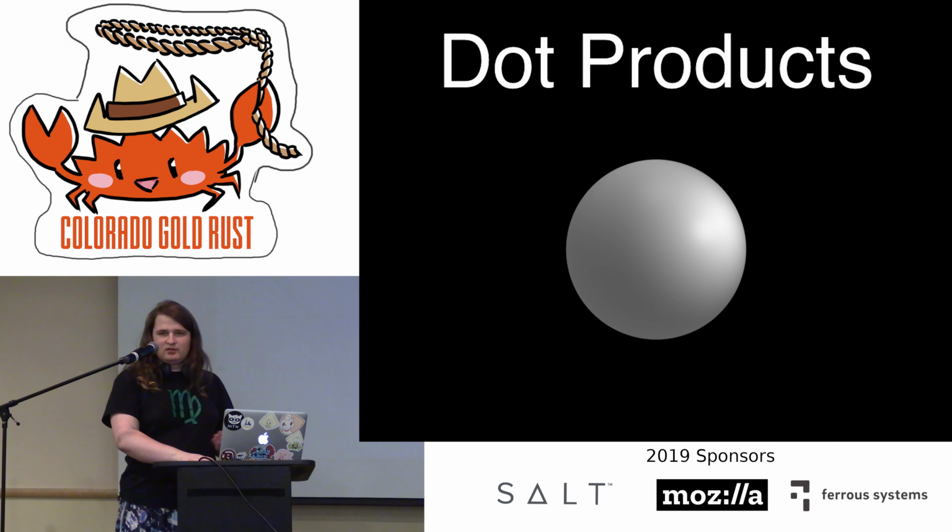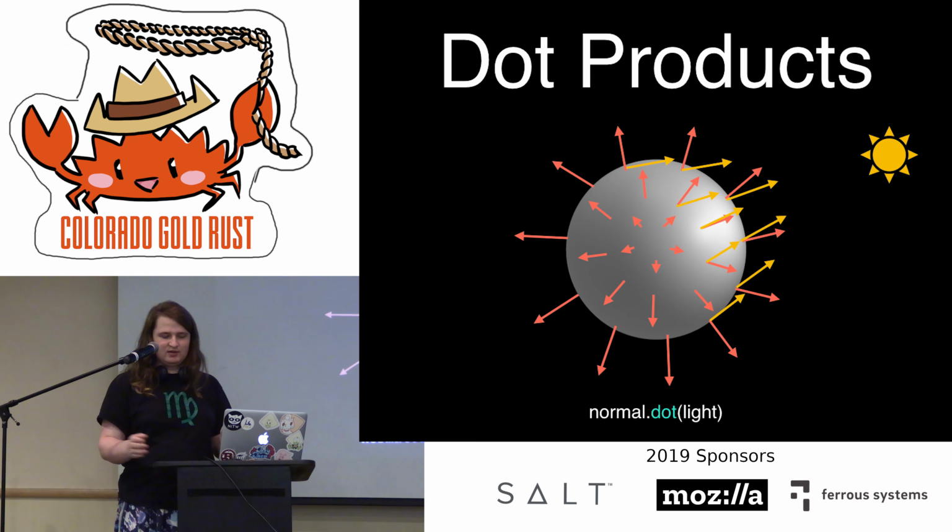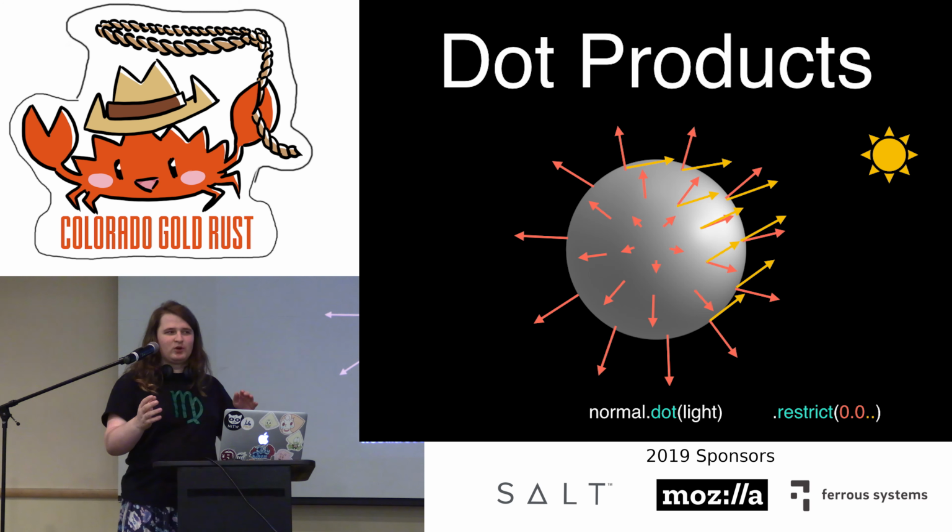When working with geometry in space, we like to be able to describe things like the surface. What direction does it point? We call this a surface normal. And if you want to say light a sphere like this, you take those normals and you take the direction towards the light. And then when you take the dot product, all of the surfaces that are pointing towards the light are bright, and the ones that are pointing away are dark. And then we want to restrict this because we don't want negative light on the far side.